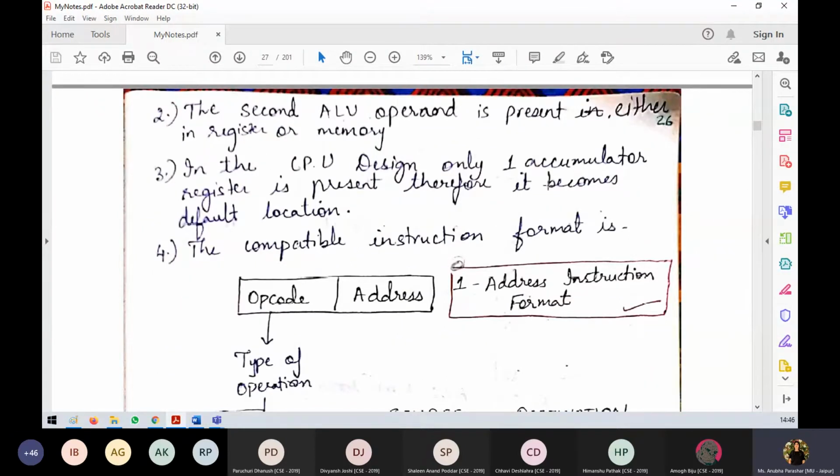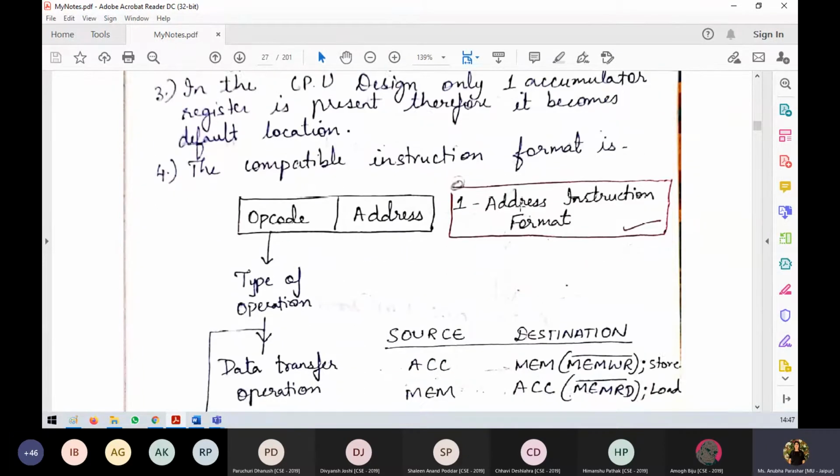And in the CPU design, only one accumulator register is present. Therefore, it becomes the default location. If someone asks why it is a default location, it is because there is only one accumulator present. Ultimately something has to be stored either at the first end or second end. By default, we have one accumulator, so we make it the default location. And the compatible instruction format is this. So we have opcode and the address. Why not two? Because one of them is getting stored here itself.